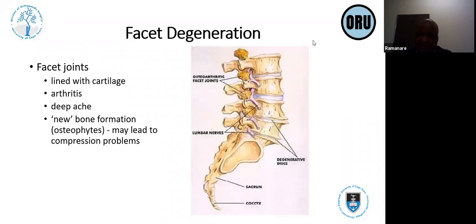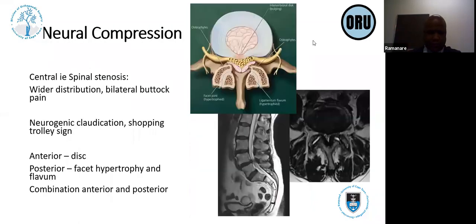When you're looking at the facets themselves, facets, remember, are lined with cartilage, which means that they also go through that normal arthritic degeneration. They manifest with a deep type of ache, so a fatogenic type of pain, and these osteophytes and hypertrophy may lead to compression. When the facets are hypertrophied, they cause further compression of the lateral recess and manifest with bilateral lateral recess compression that's going down, normally affecting the traversing root to that level. So this is what we normally get in our advanced degenerative process.